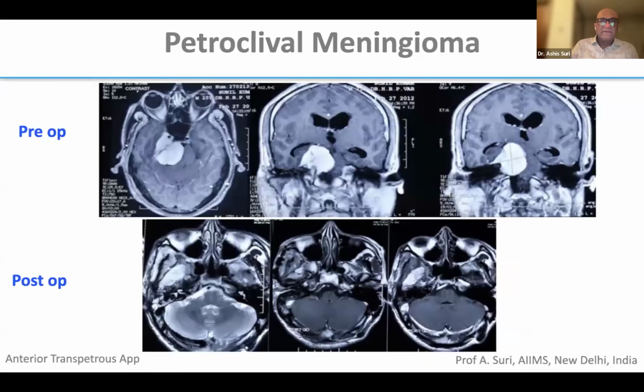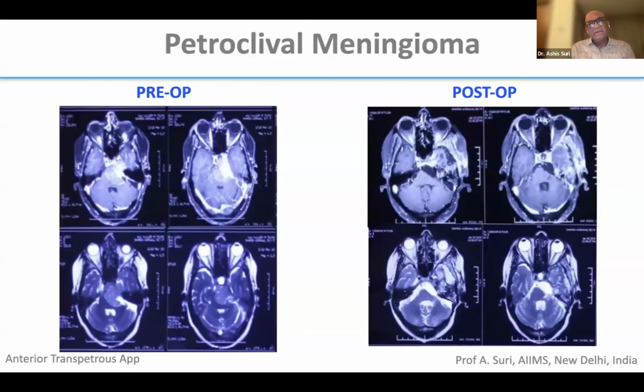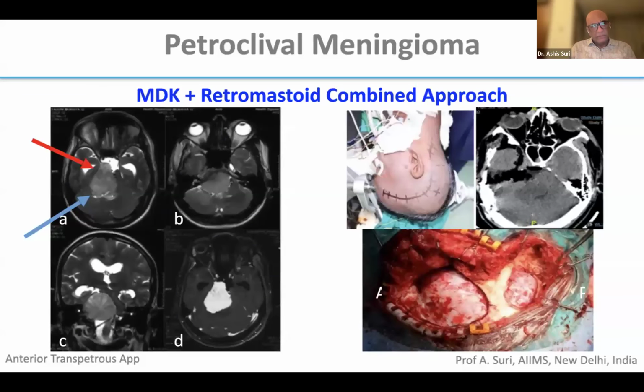These are some cases. The only problem with this approach in petroclival meningiomas: it is good for petroclival with tentorial with cavernous extension, but the moment it goes down the clivus or lateral to the clivus, you need a retrosigmoid or a complete petrosal approach. I used to do complete petrosal approaches earlier. Now I don't. I find complete petrosal approaches very morbid. So if the tumor is going lateral to the internal acoustic canal, I actually combine a retrosigmoid approach along with an anterior transpetrous approach.